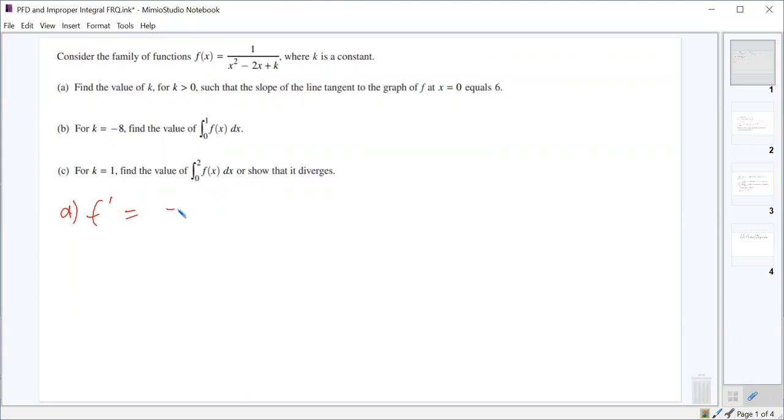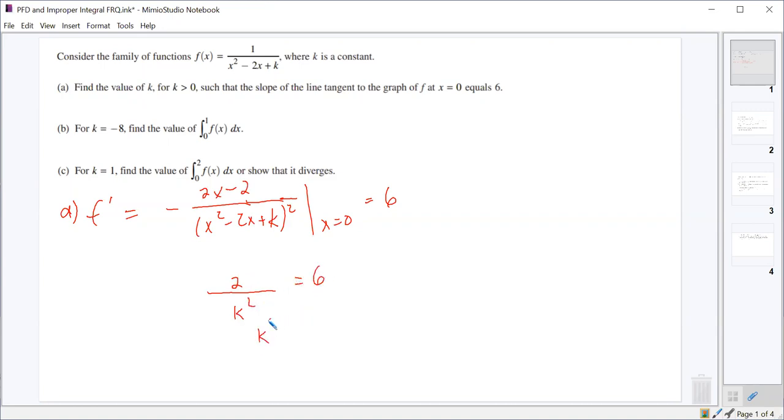So that would be the opposite of the derivative of x squared minus 2x plus k. So the opposite of 2x minus 2 over x squared minus 2x plus k squared. So that's your derivative. We want the derivative evaluated at x equals 0 to equal 6. So plug in your 0, the negative 2 is going to become a positive 2, and you're going to end up with 2 over k squared equals 6.